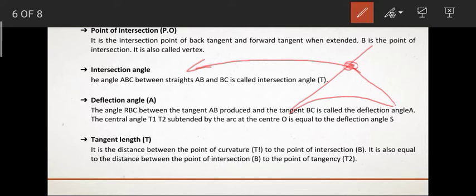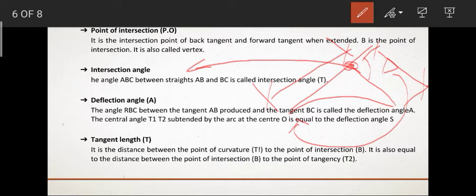And the angle made by the two deflections or two tangents is called the deflection angle. This is called the deflection angle. What is tangent length? The distance between the point of curve or point of tangency to the point of intersection. This distance is called the tangent length. In the simple curve, both will be the same.